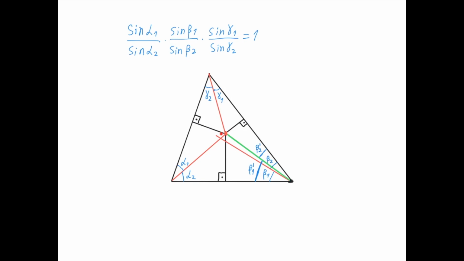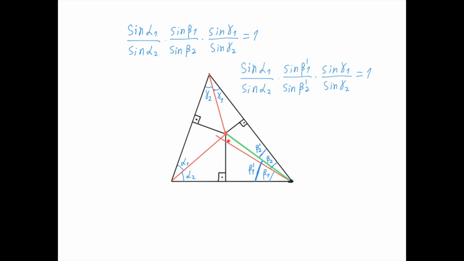So let's define this point to be the intersection of this red line and this red line, and we're going to connect this point and this point with this green line. So we have to prove that the green line and this red line are actually the same line. In other words, we have to show that beta 1 equals beta 1 prime, where beta 1 prime is this angle defined by the green line.